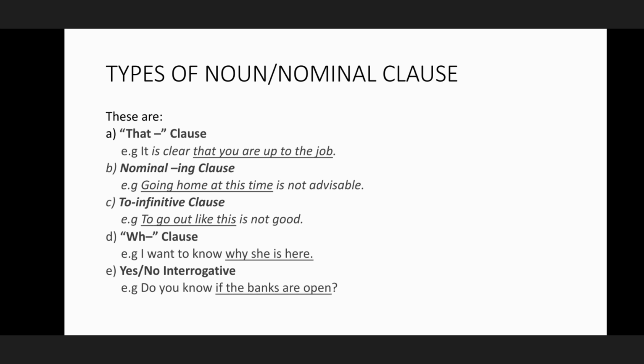So let me just go straight and show you the types here. So that is that. I hope that is clear. That number one sentence starts with what? That clause. Another type of a noun clause is the nominal ing clause.